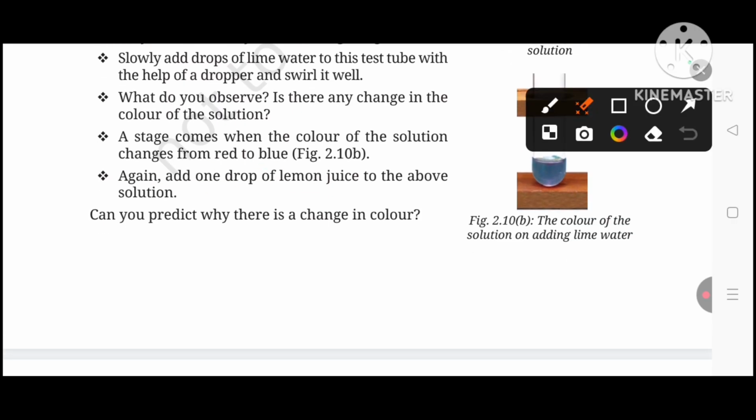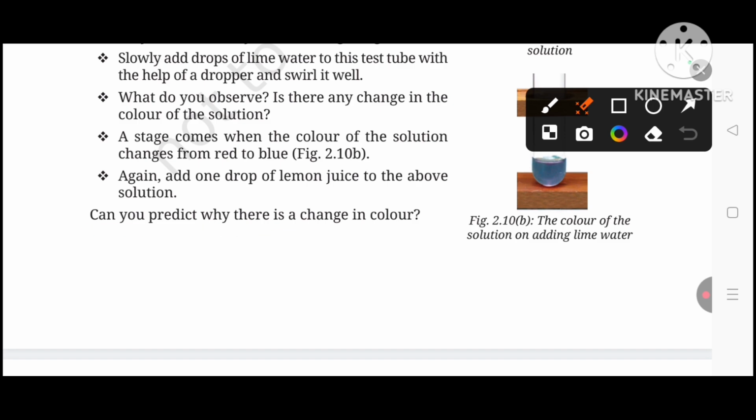Again, add 1 drop of lemon juice to the above solution. Can you predict why there is a change in color? If you again add 1 drop of lemon juice, which is acidic in nature, the blue color of the solution starts to get converted into a red color. And can you predict why there is a change in the color?